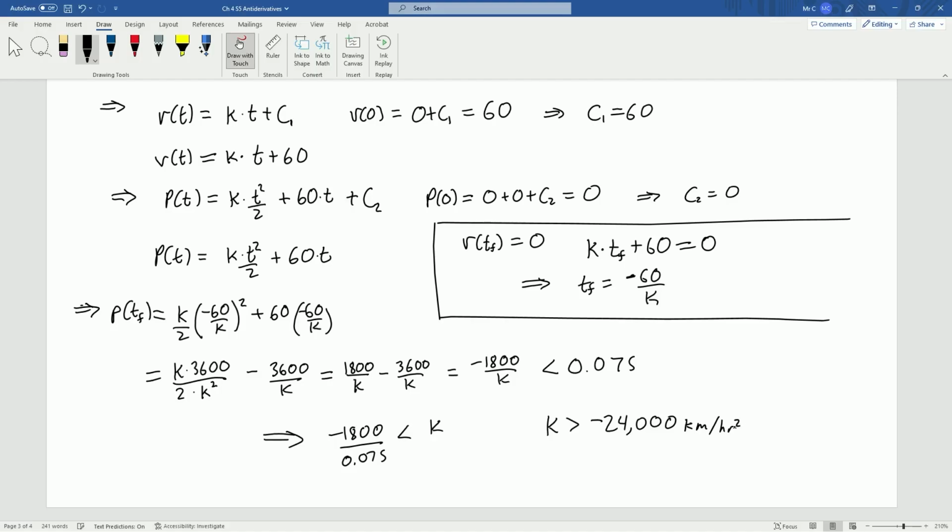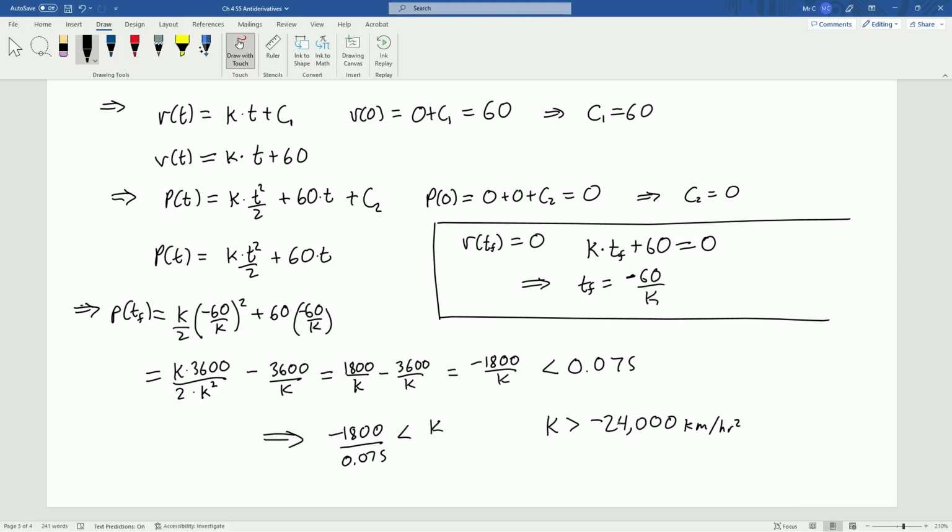And I'm just going to make sure I didn't miss any constants here. 3,600 squared, okay, that's 1,800, that's minus. Okay, so that looks good. All right, so k is greater than negative 24,000 kilometers per hour squared.